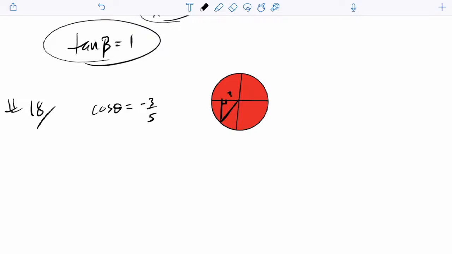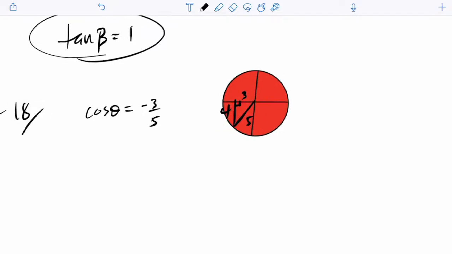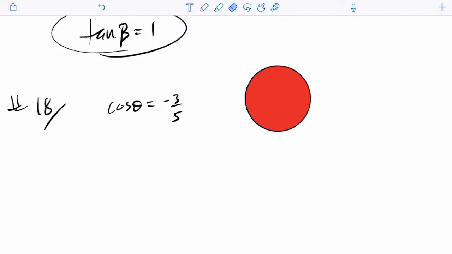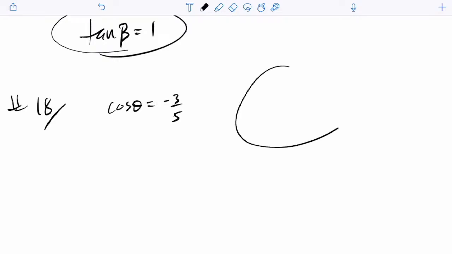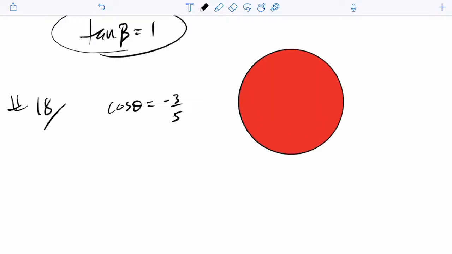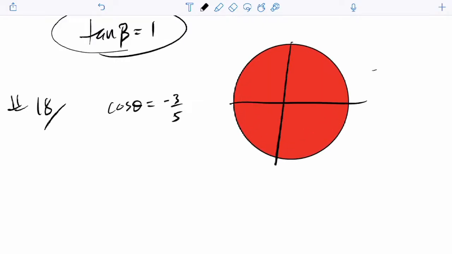So this becomes adjacent over hypotenuse. Quickly we see this is a 3, 4, 5 triangle. Again, this is a 3, 4, 5 triangle. Let me make this bigger. I'm not sure if the circles are big enough on your screen. Okay, so if I draw this here, draw my angle, right angle, this is adjacent, this is hypotenuse, this is 4. So I know the cos of theta is negative 3 over 5.